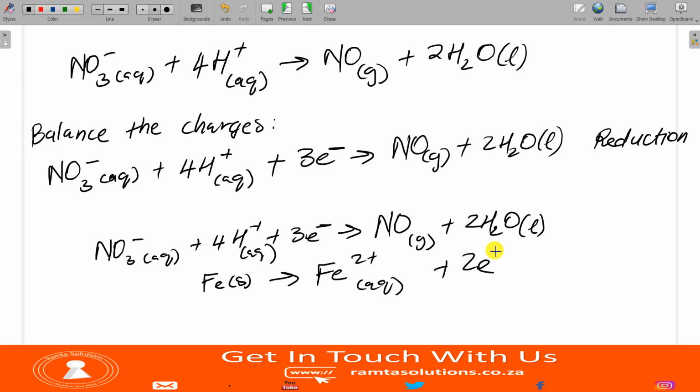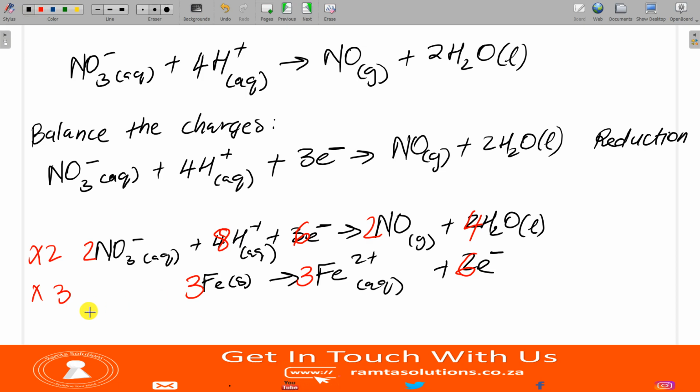Now I want you to see this. The electrons are not balanced. Since we have 3 and we have 2, we'll need to multiply the first reaction by 2, and then multiply the second reaction by 3. So what is 4 times 2? It is 8. 3 times 2 is 6. 2 times 1 is 2. 2 times 2 is 4. And then here it's 3, and here it'll be 6.